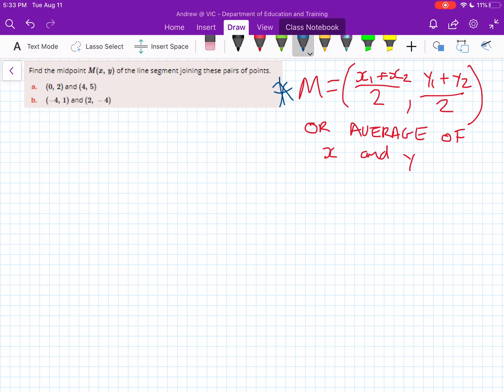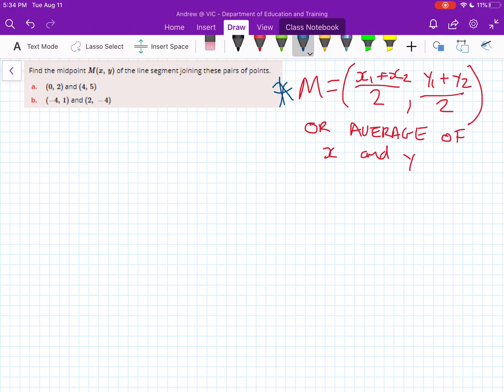So the midpoint is equal to x1 plus x2, so it's just both the x values, divided by 2, and then comma, so the y position is both the y values, y1 plus y2, divided by 2. Another way this can be said is it's just the average of the x and the y values, okay?